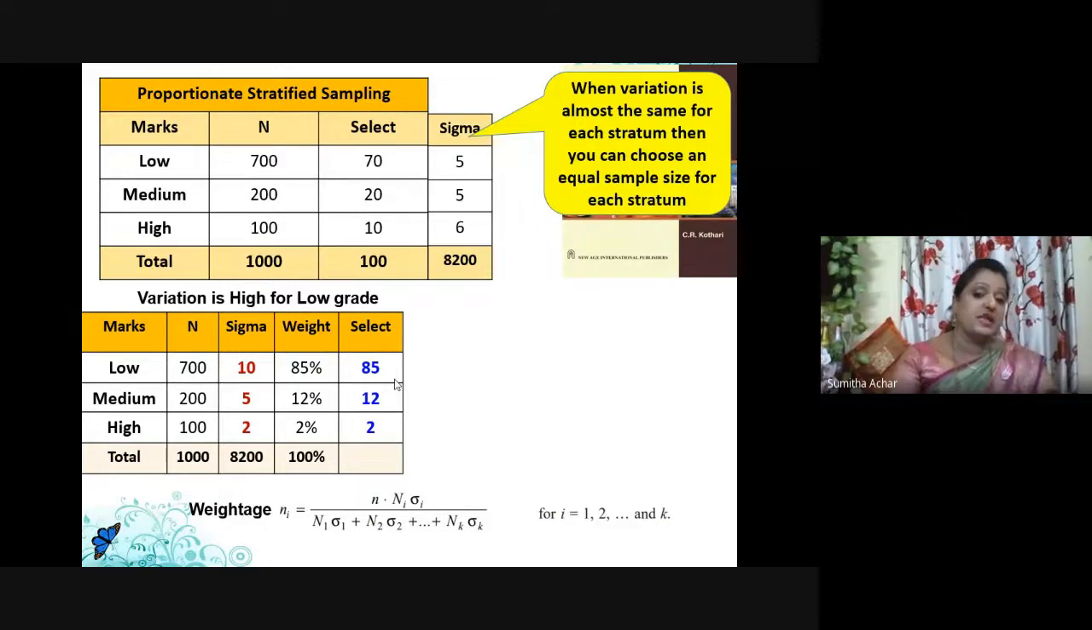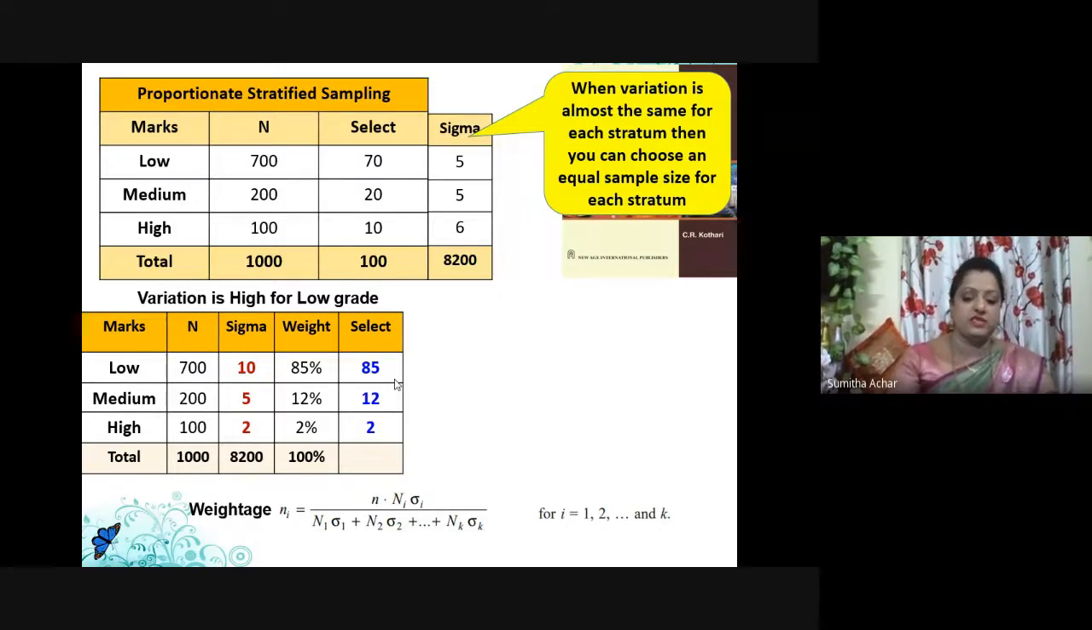What is sigma? Sigma is a standard deviation. You can get this sigma from your SPSS option called compare means, right? When you go for compare means and put in the variable marks, you will be able to get the sigma. Sigma is standard deviation, right?